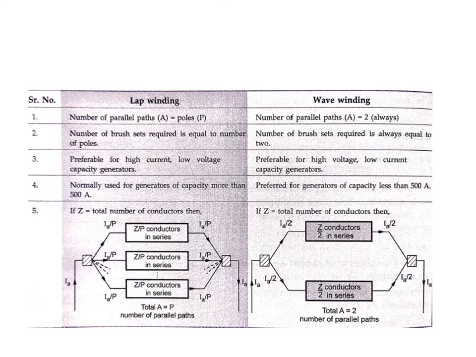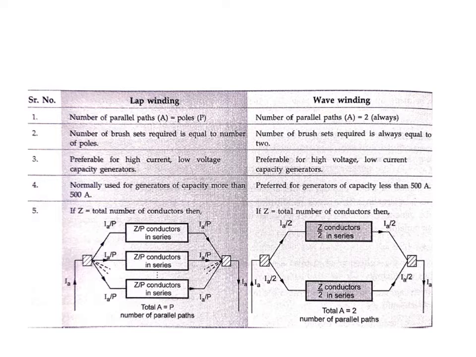And the second point, the number of brush sets required is equal to the number of poles in the lap winding. But in the case of wave winding, it is always equal to 2. Lap winding is preferable for a high current, low voltage capacity generator. But wave winding is preferable for a high voltage, low current capacity generator. Lap winding is normally used for generators of capacity more than 500 ampere. Wave winding is used for capacity less than 500 ampere.